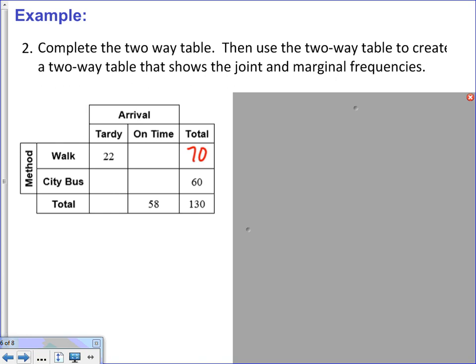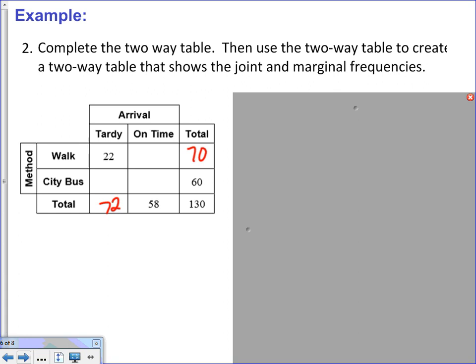Okay. Then you could use that same method to answer our total for tardy arrivals, right? 130 minus 58 is 72. So we've got those filled in. Find one row or column where you know two things, and then you can find another thing.